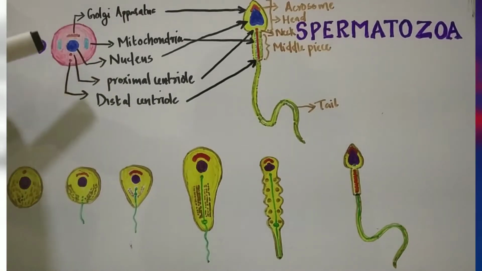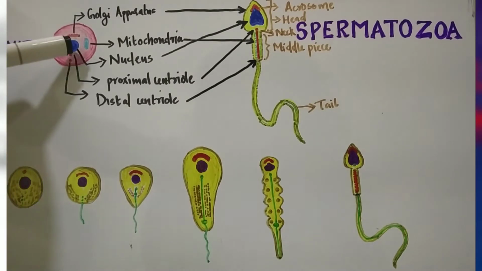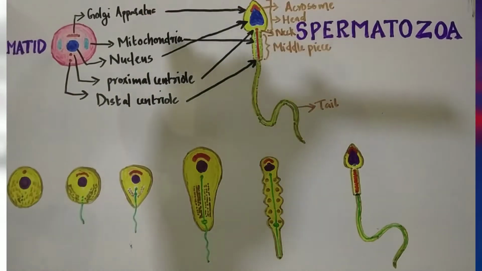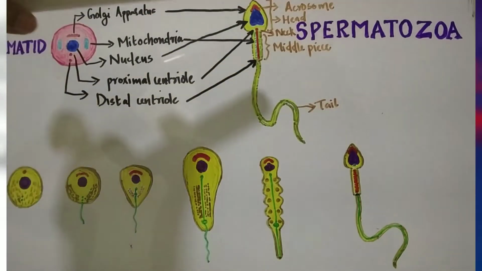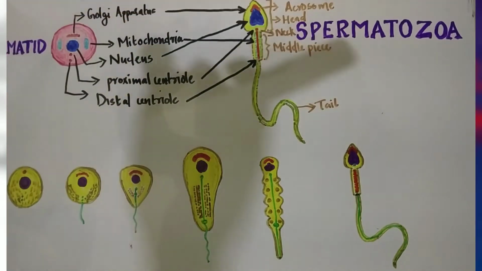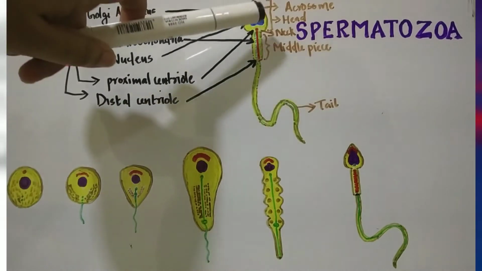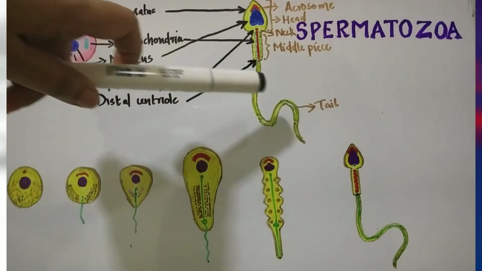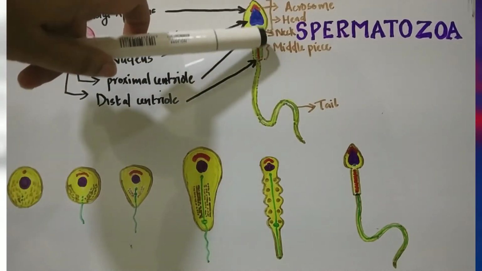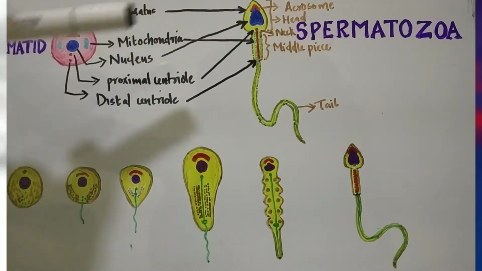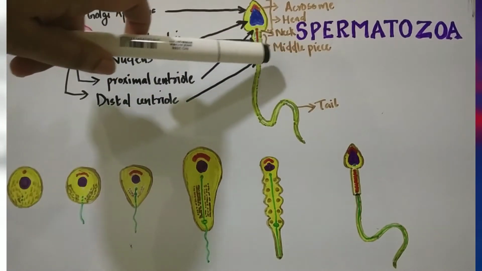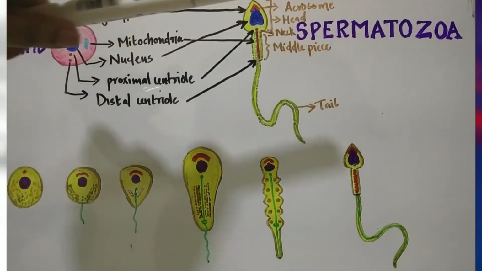Next are the proximal and distal centrioles. In a spermatid, the proximal and distal centrioles are seen together. When a spermatid is converting into a spermatozoa, the proximal centriole becomes spherical and comes to lie in the neck portion of the spermatozoa, and the axial filament appears to come out of it. The distal centriole becomes the distal end of the middle piece. It forms a ring in the distal end of the middle piece.